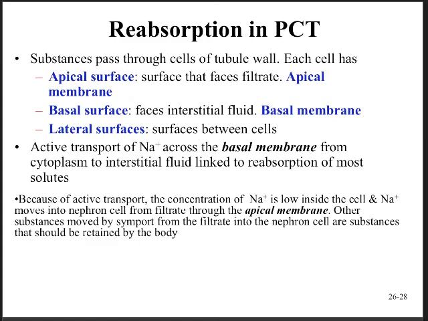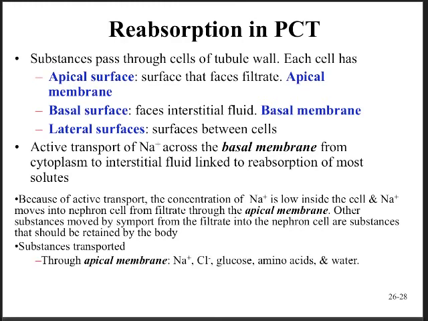Because of active transport, the concentration of sodium is low inside the cell, and the sodium moves into the nephron from the filtrate through the apical membrane. Other substances moved by symport from the filtrate into the nephron cell are substances that should be retained by the body. So what we're doing is using this gradient created by pumping sodium to drive the movement of other critical solutes, mostly into the blood. Okay?